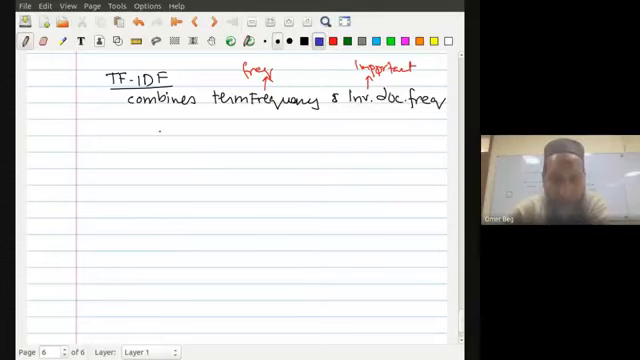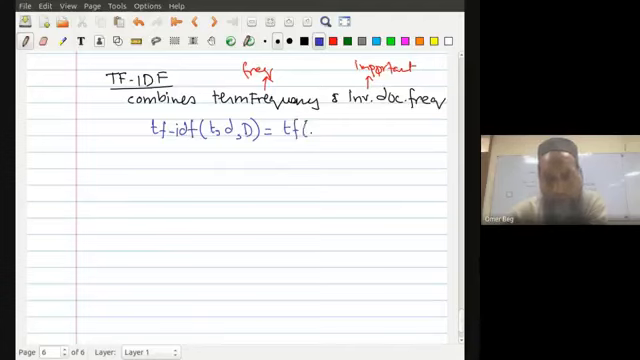So the way TF-IDF is computed, it's written this way. You have a term, you have a particular document, then you have the entire set of documents. So you need to give a term, a particular document for which you are computing the TF-IDF, and the entire set of documents. First you compute TF, however you like. TF requires the term and the document. Then you multiply it with IDF, which requires the term and the set of documents.